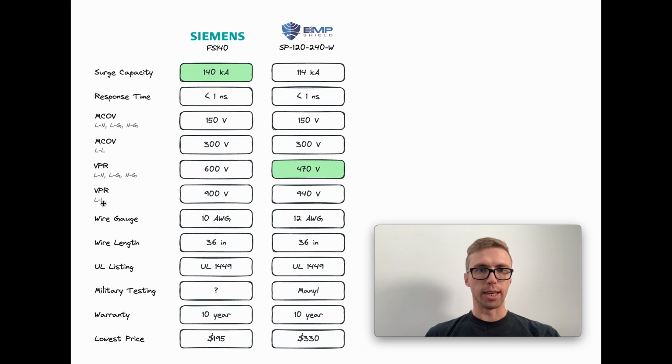For VPR for line to line, the FS140 has 900 volts and the EMP Shield has 940. So a little bit better for the FS140 here.